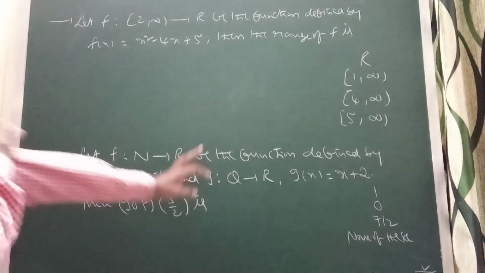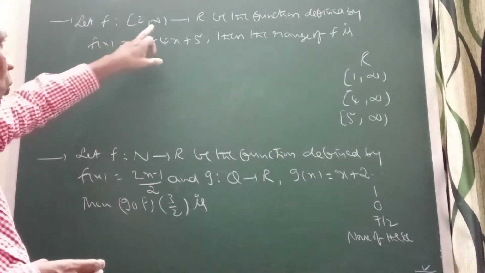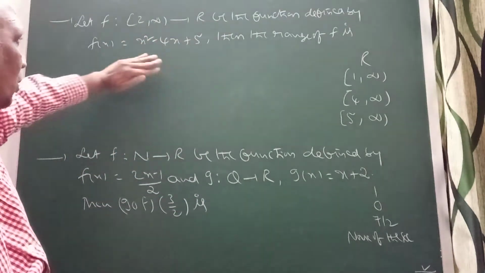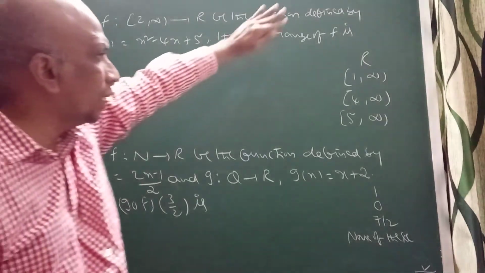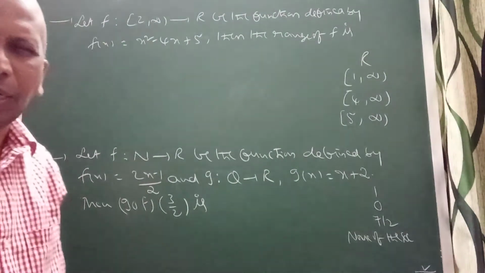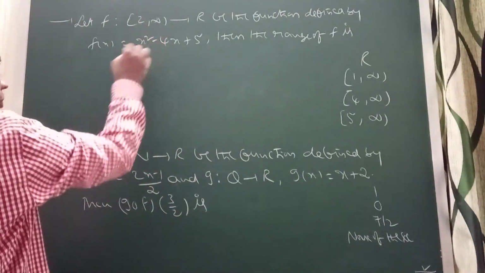Now, in this problem, you can see that given f from [2, infinity) to R, a function defined by f of x = x² − 4x + 5, then the range of f. They are asking the range of f. Now, you can think about this equation.